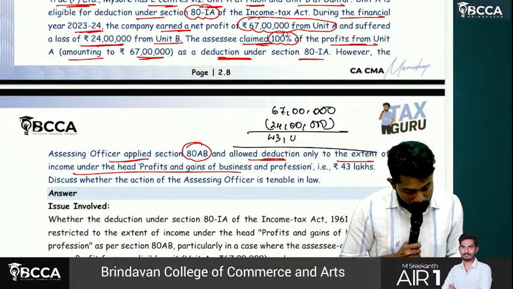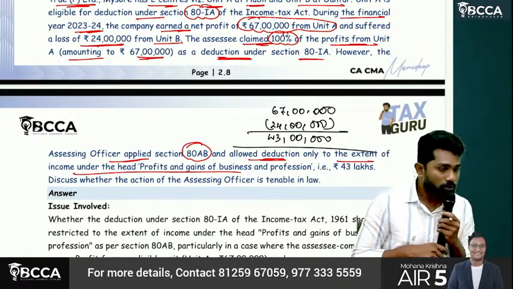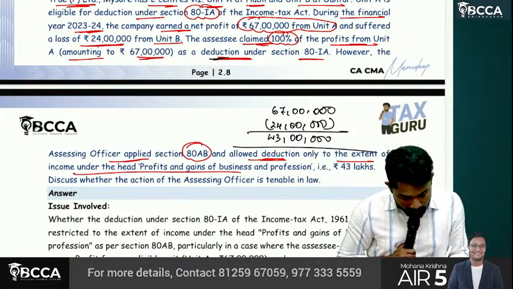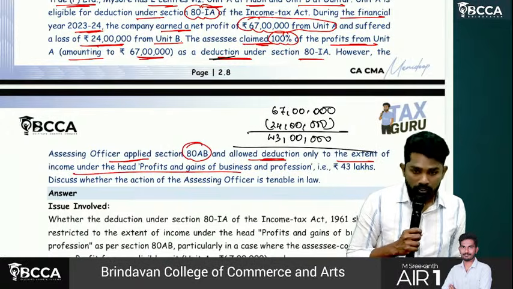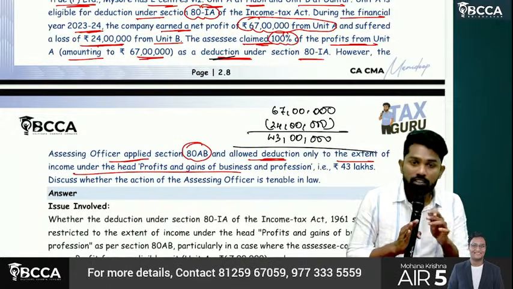43 lakhs. So, AO is giving deduction to the extent of how much? 43 lakhs only. But whereas SSE is claiming like what? He will be claiming 67 lakhs. Now, what is the correct provision or correct treatment? That is the issue here.